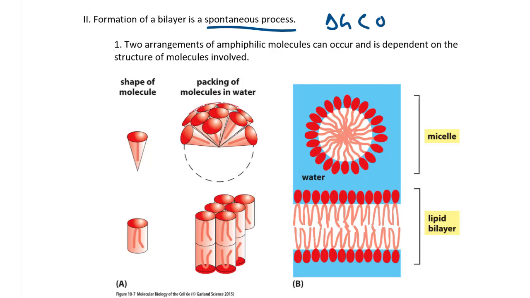So we have two types of shapes for molecules that are amphiphilic. And remember what we said amphiphilic is? Amphiphilic is any molecule that half of it is hydrophilic and the other half is hydrophobic, right? So if the molecule kind of looks like a cone, like right here, what will happen is if you throw it in water, it will form a micelle.